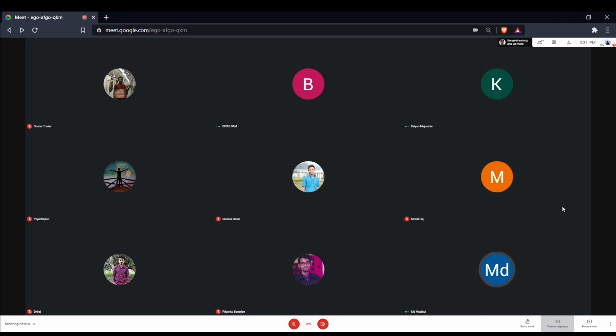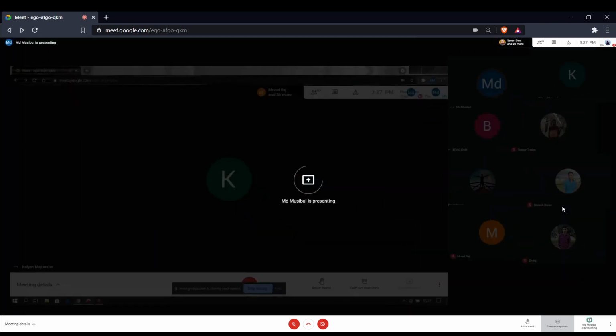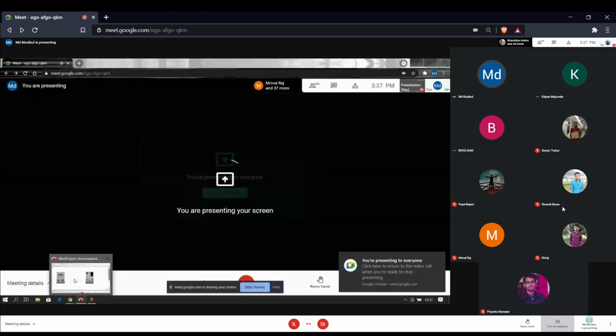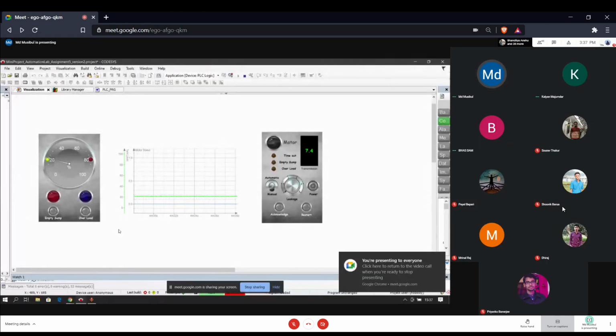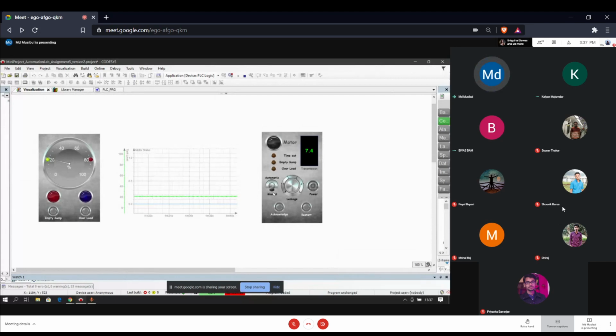Yeah. So this is tank filling version 2. Currently it is in manual mode. And what's the roll number? Roll number 32. So if we start the motor, yeah, the tank is filling. And we can see the water in the tank here.